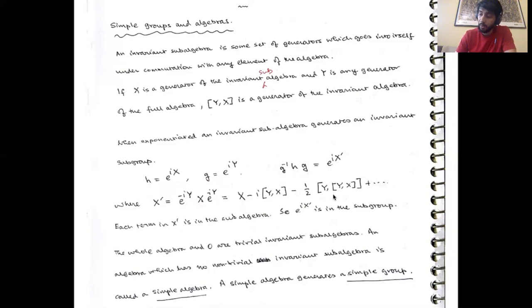So this is going to be X, [Y,X], [Y,[Y,X]], and so on. Remember that this is a part of the invariant subalgebra. As a result, this whole thing is a part of the invariant subalgebra, and order by order, term by term, this is going to be true. So if X' is in the subalgebra, then e to the iX' is also going to be in the subgroup.